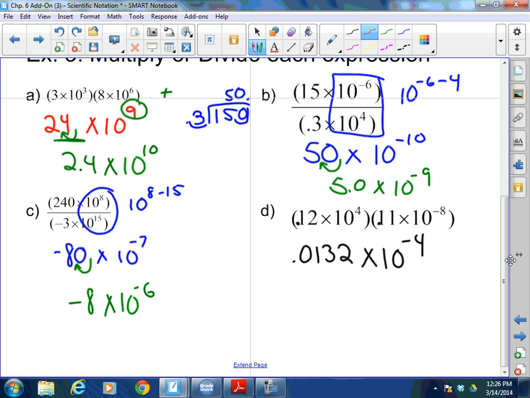No. Pay attention. Is this number less than 1 or greater than 1? So am I going to add exponents or subtract? Perfect, guys. So I go 1, 2 to the right. So I got 1.32 times 10 to the negative 6. Because I had to subtract 2 exponents.